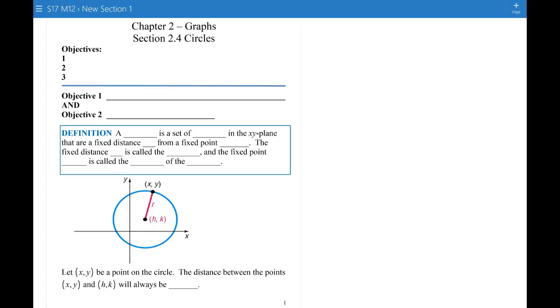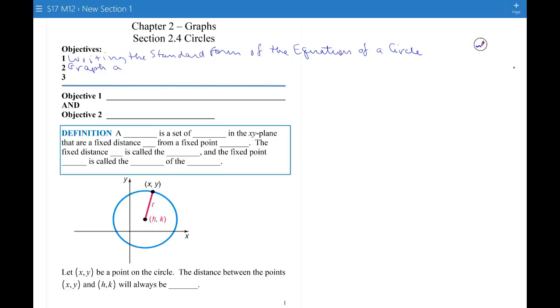So chapter 2, all about graphs, and now we're going to talk about circles in section 2.4. Objective 1 is going to be writing the standard form of the equation of a circle. And you're going to see we're going to need the completing the square that we've been doing.